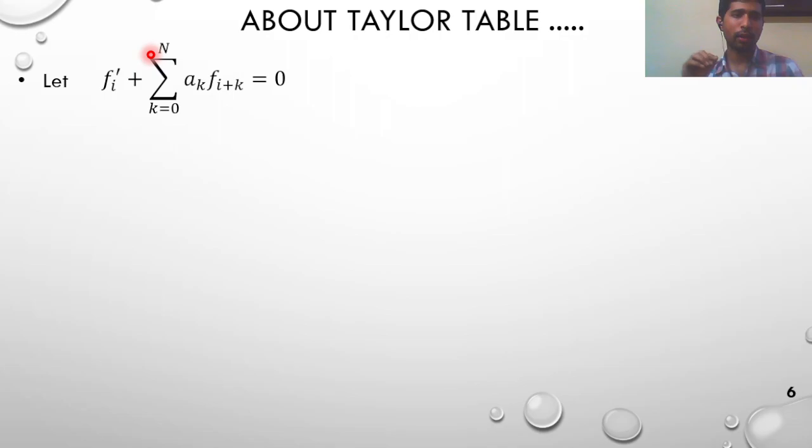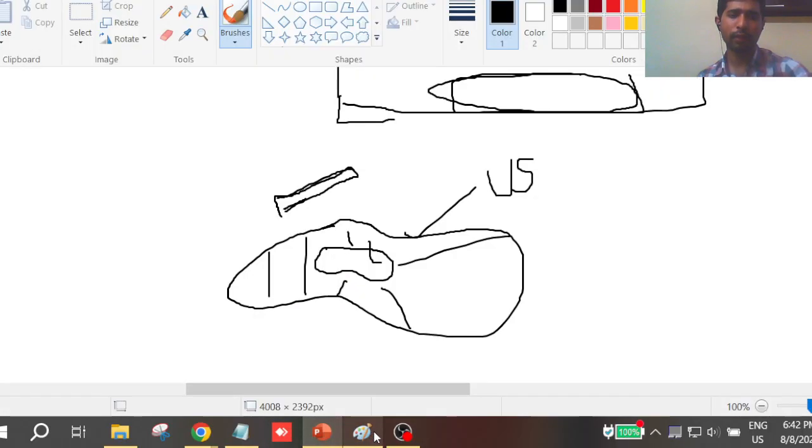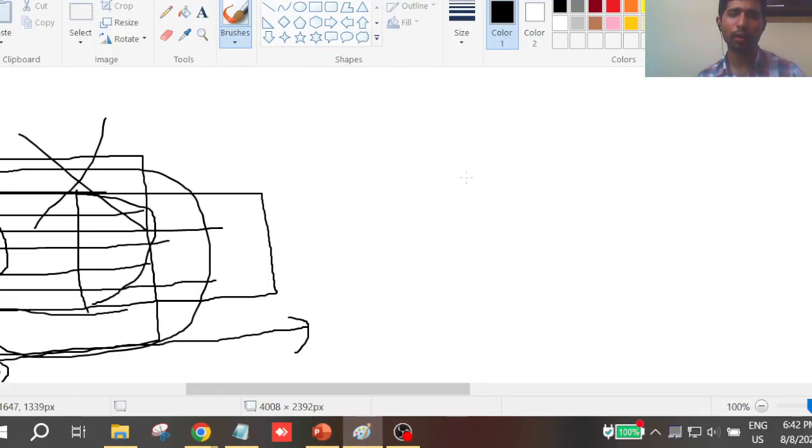If you are doing forward difference and you want an order 1 forward difference, you take only i plus 1, so n will be equal to 1 in that case.